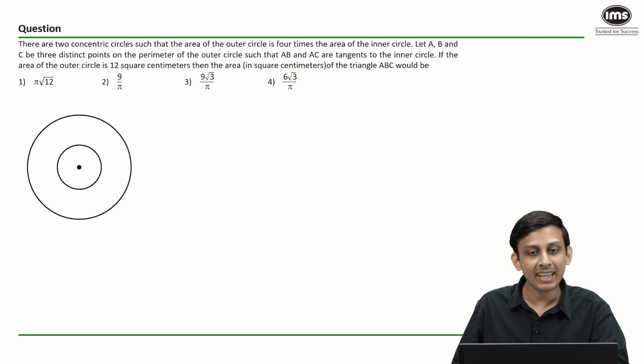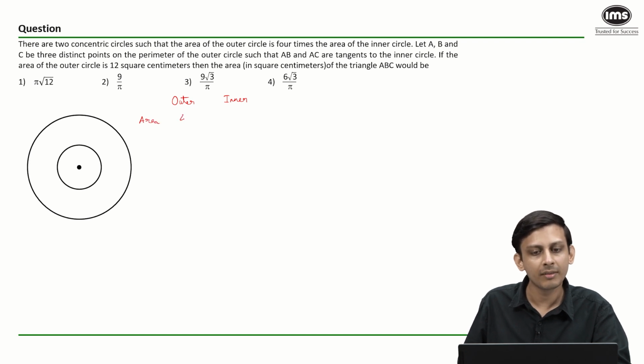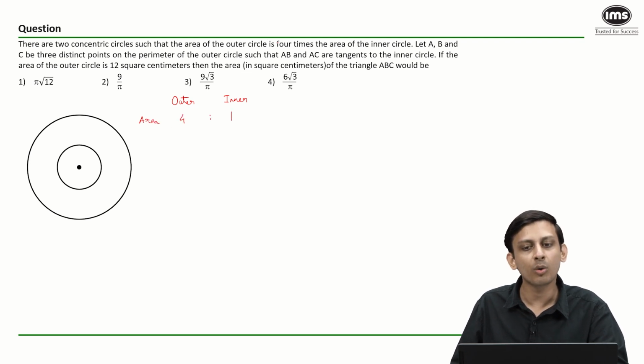Now we have that the area of the outer circle is 4 times the area of the inner circle. So if we compare the areas of the outer one and the inner one, the ratio of the areas is 4:1. Area of the outer is 4 times the area of the inner, 4:1.